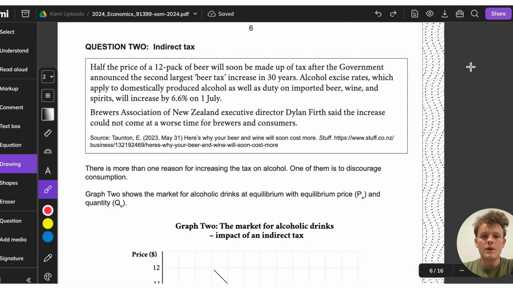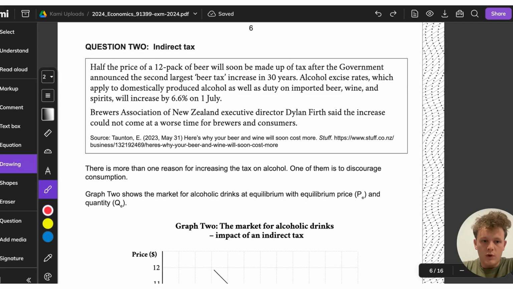Okay, so let's look at question 2, indirect tax. Half the price of a 12-pack of beer will soon be made up of tax after the government announced the second large beer tax policy in 30 years. Alcohol excise rates, which apply to domestically produced alcohol as well as duty on imported beer, wine and spirits, will increase by 6.6% on July 1st.